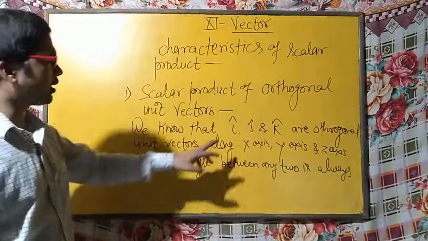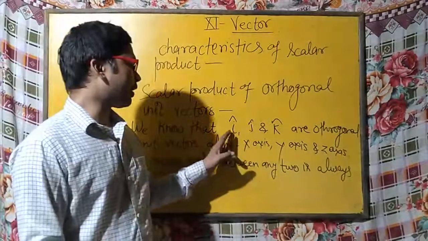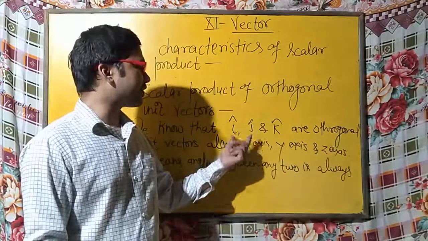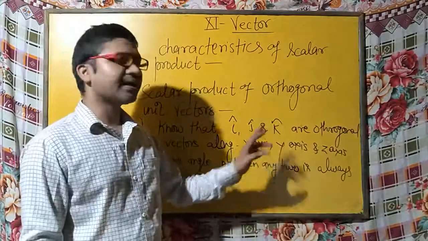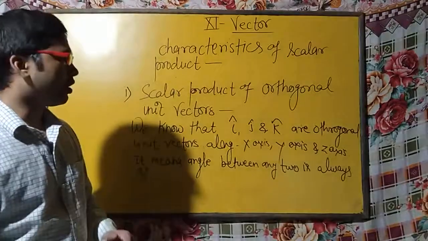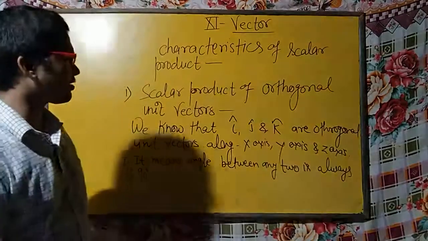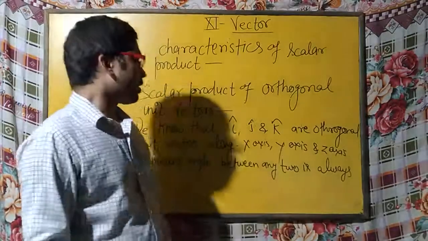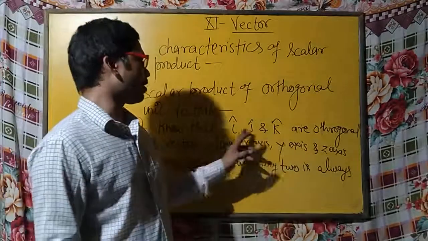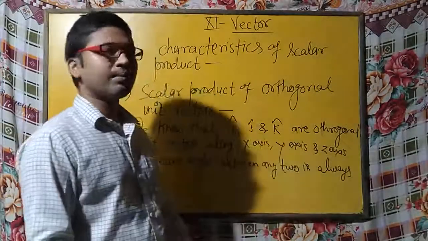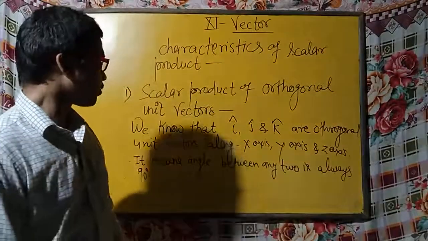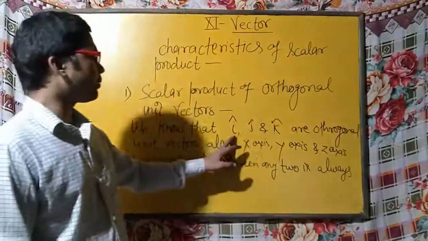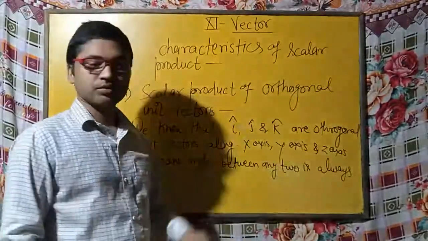So since you know that i and j are along the x and y axis respectively, the angle between i and j is 90. Similarly, j and k are along the y and z axis respectively, so the angle between them is also 90 degrees. And i and k are along the x and z axis, so the angle between them is also 90. So it is mentioned here. Now we are going to find out the scalar product between any two vectors. So let's see.